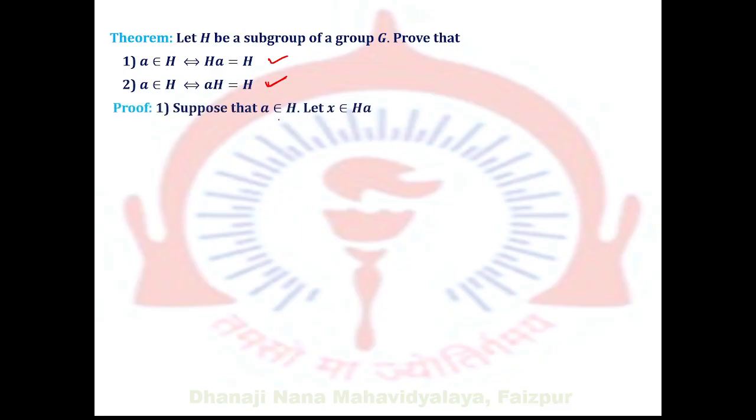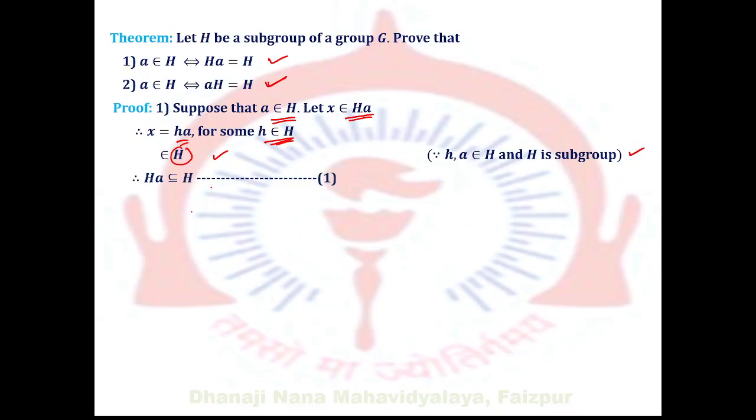So suppose that A belongs to H and we have to show HA is equal to H. So we show HA is a subset of H. So let X belong to HA. X belongs to HA, so it can be written as h into a. So X is equal to h into a for some h belongs to capital H. So we know that here a is an element of H, h is an element of H. So h into a is an element of H, because H is a subgroup. So X is an element of H. So thus here we get whenever X is an element of HA, we get X is an element of H. So HA is a subset of H.